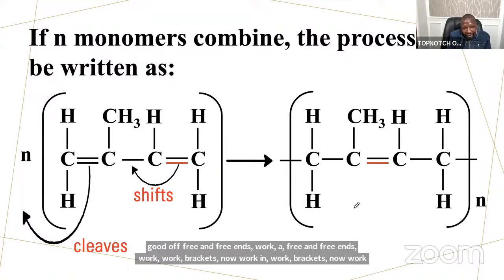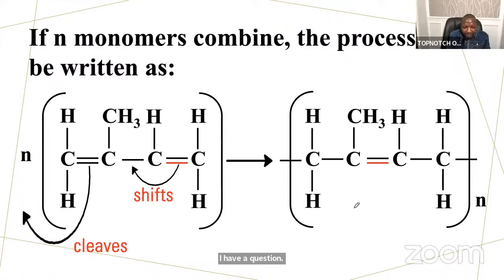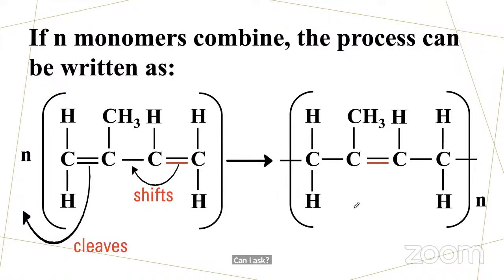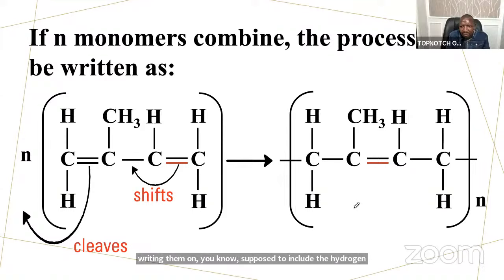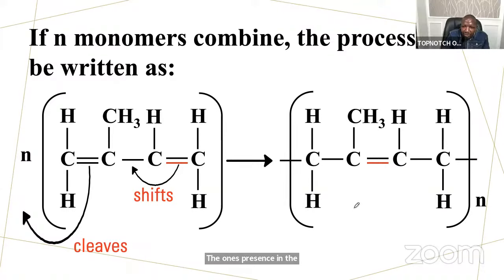Perfect. I have a question. Can I ask? Go ahead. Okay, so there's this term that someone was saying, that when you're writing the monomer, you're not supposed to include the hydrogen ions. Is that true? Which hydrogen ions? The ones present in the hydrocarbon. So, hydrogen atoms. But that could say maybe that you just need to write things like this. Yes.